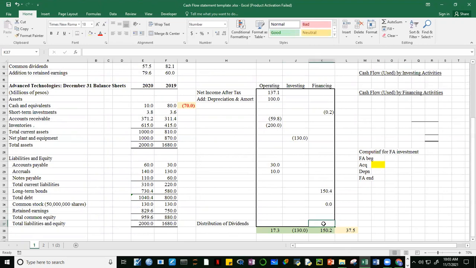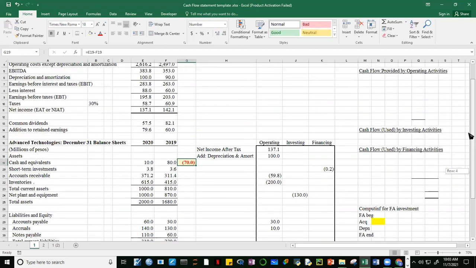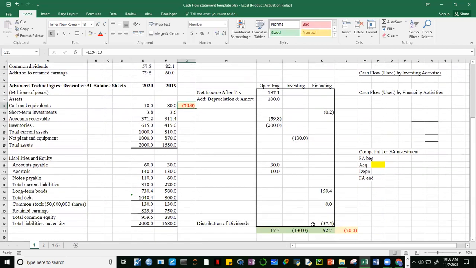Okay, and distribution of dividends, this is equal to, I'm going to put negative. How much dividends was distributed in 2020? It was 57.5. So I'm going to put there negative because this is a use of cash. Now we notice here that the net decrease in cash is 20 million. However, here it's 70 million. So there's still a discrepancy. What happened? Where did that 50 go?